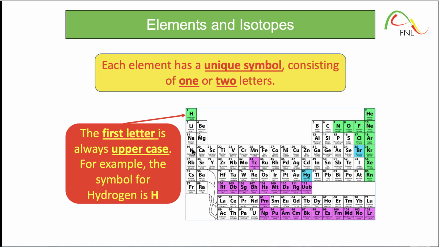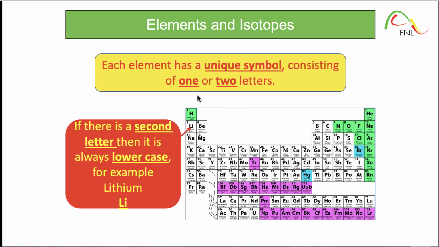You can see elsewhere here we've got potassium. Over here we've got boron and carbon and nitrogen. So some elements have just one letter and it's a capital. Now if there's a second letter, it's always lowercase. For example, lithium is capital L, lowercase i. You can see it again with beryllium, capital B, lowercase e, and so on.